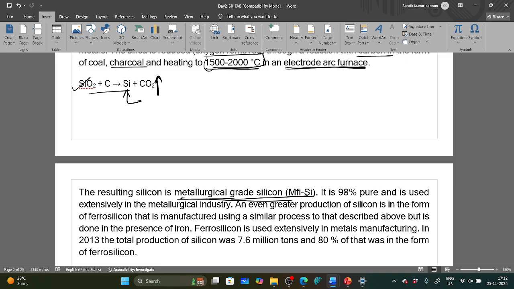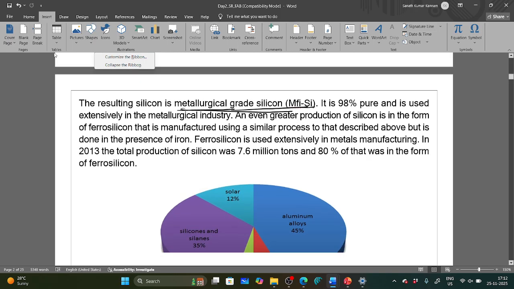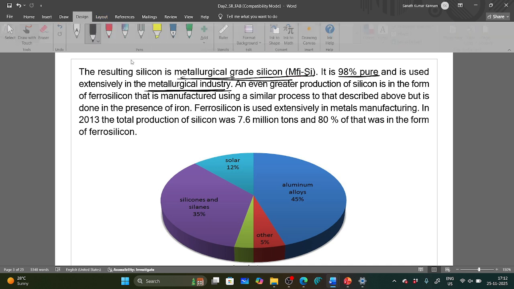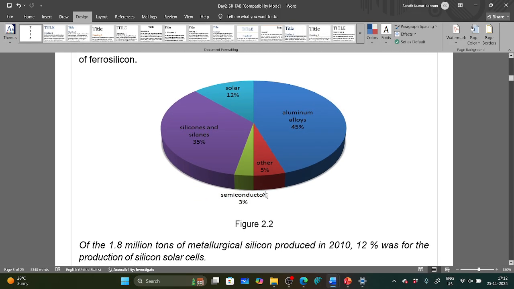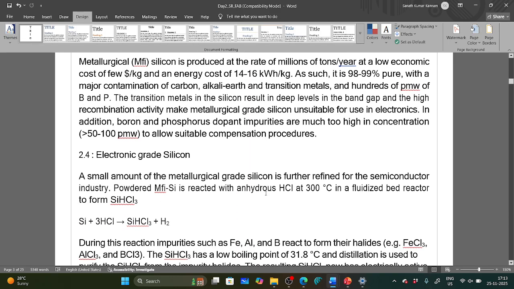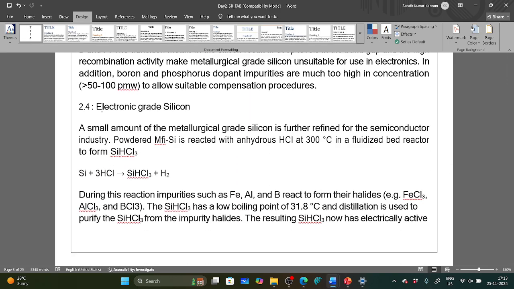We are mainly not using this for semiconductors. It is mostly used in the metallurgical industry, like the iron or steel industry. It is 98% pure silicon, but not used for semiconductors. It is used in the metallurgical industry, for example to manufacture ferrosilicon, silicones, aluminum alloys, solar and others.